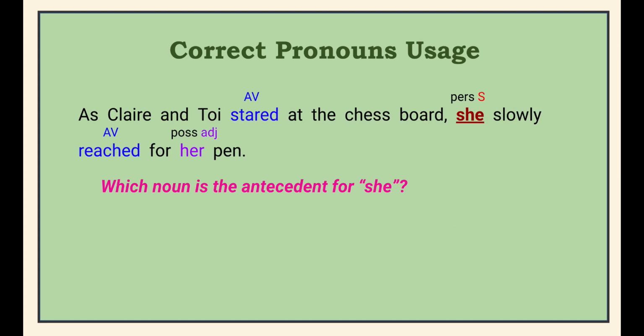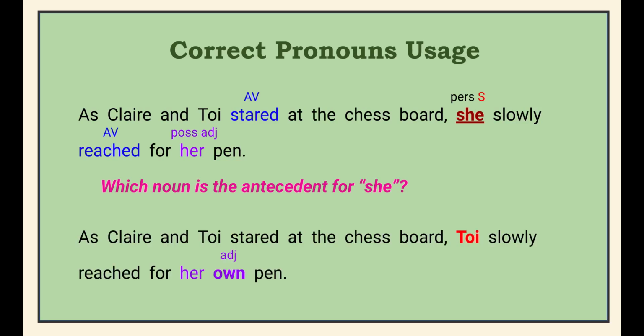As Claire and Toy stared at the chessboard, she slowly reached for her pen. We've got two antecedents here, Claire and Toy, so we don't know who she is, and we don't know which pen she is reaching for. So we need to edit this sentence for clarity. As Claire and Toy stared at the chessboard, Toy slowly reached for her own pen.